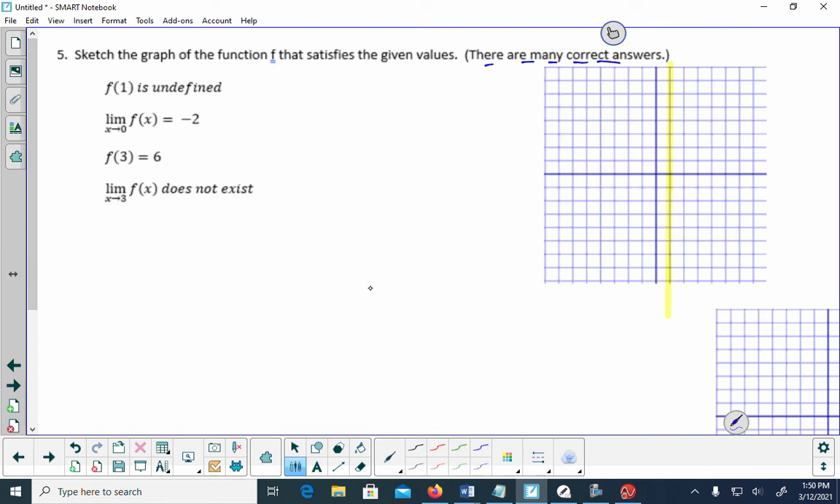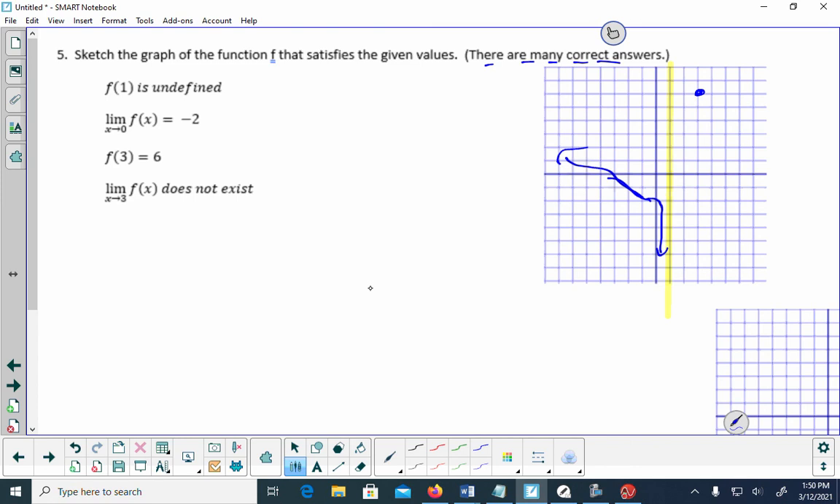So as I'm approaching 0, -2, so I can be approaching from this direction. I can cut through because it doesn't say I can't equal. And maybe I have an asymptote here. Maybe, maybe not. We'll have that go like that. F of 3 is 6. 1, 2, 3, 1, 2, 3, 4. So I have that point there. And then it tells me the limit as x approaches 3 does not exist.